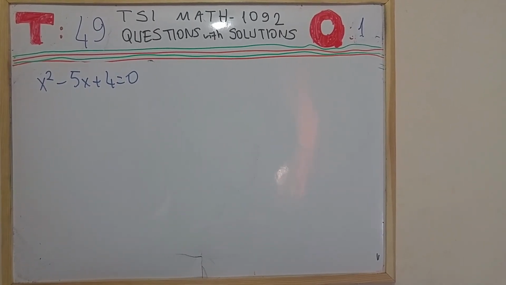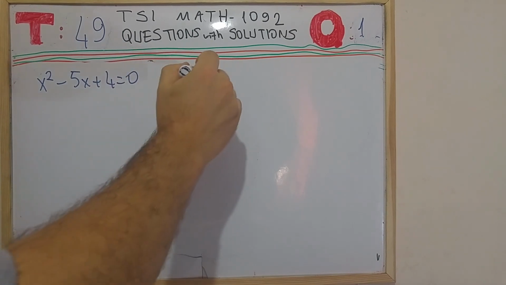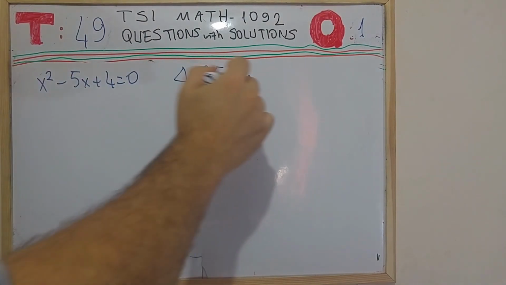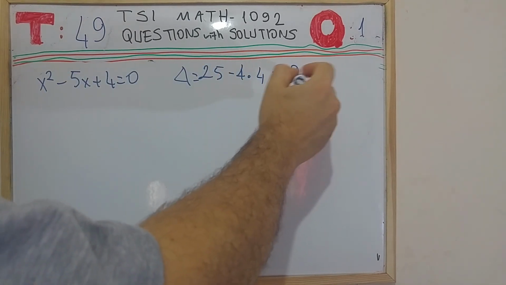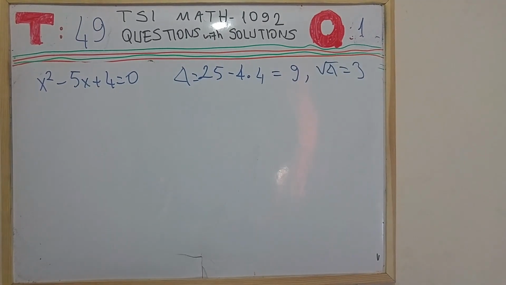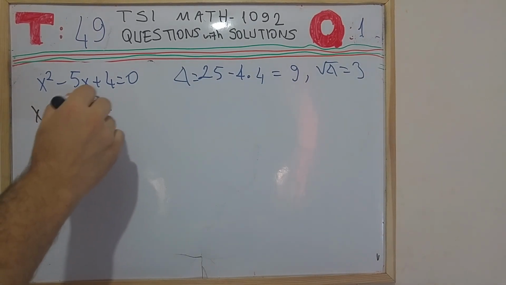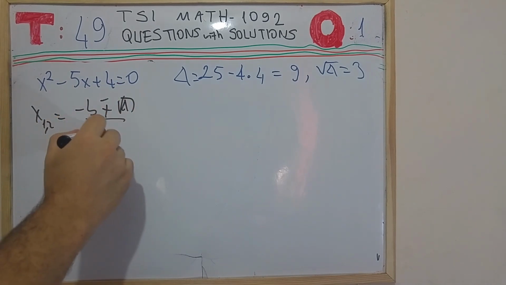Let's calculate delta, which is equal to b squared, which is 25, minus 4 times 1 times 4, which is equal to 9, and the square root of delta is equal to 3. Now let's calculate the roots. x1,2 are equal to minus b plus or minus square root of delta over 2a.